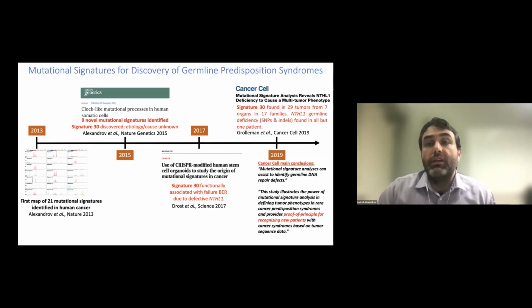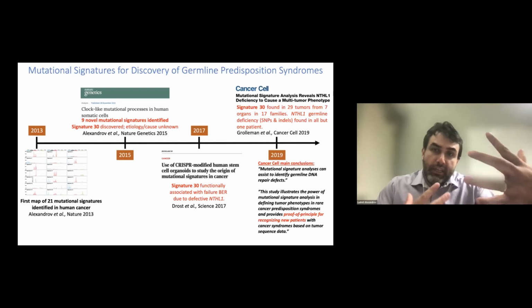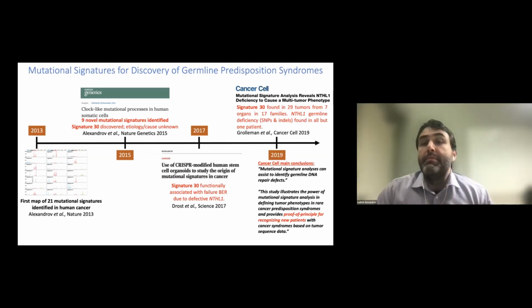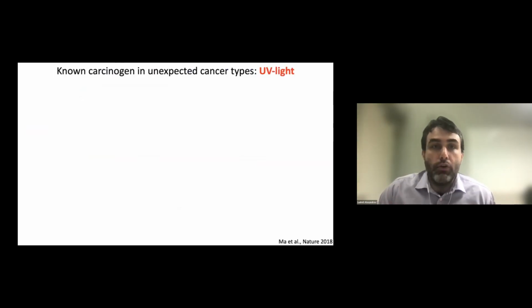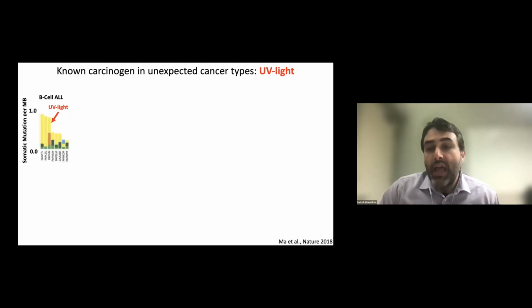And if one fast forwards 2 years afterwards, actually using this signature as a phenotype, the signature can be used as a multi-tumor phenotype for detecting germline predispositions. And indeed, one can start screening patients and seeing whether they're predisposed to actually getting these cancers because they carry these germline variants. And again, this specific example is for adulthood cancers, but I also want to give an example for childhood cancers, which is a very striking example of ultraviolet light.